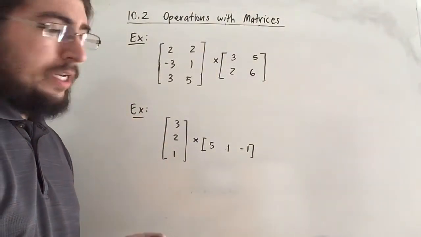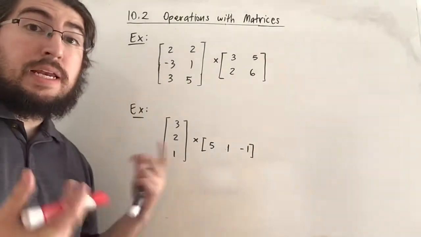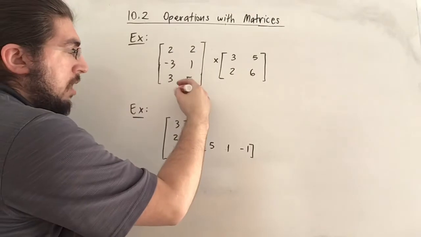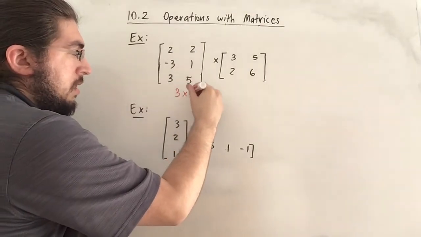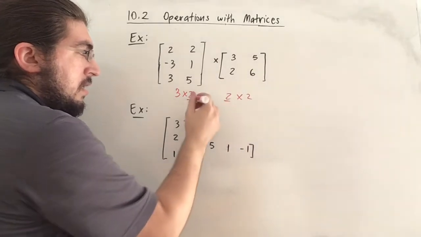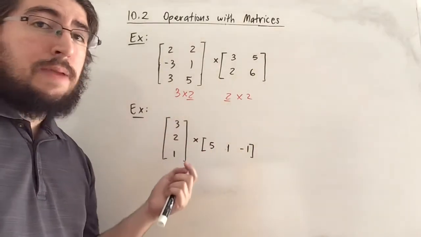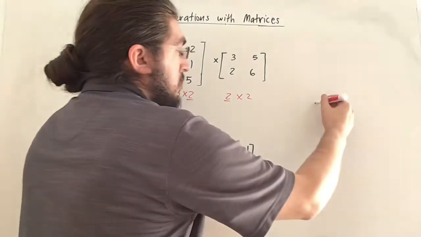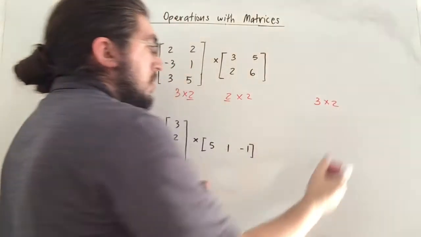So let's first label the dimensions here to make sure we can even actually multiply these things. Notice this has 3 rows and 2 columns, so this is a 3 by 2 matrix. We're multiplying it to a 2 by 2 matrix. These inner dimensions are indeed the same. And if you cancel them out, it tells us our result will indeed be a 3 by 2. So expect to get a 3 by 2 as your answer.